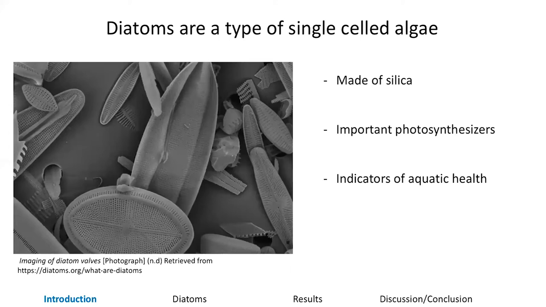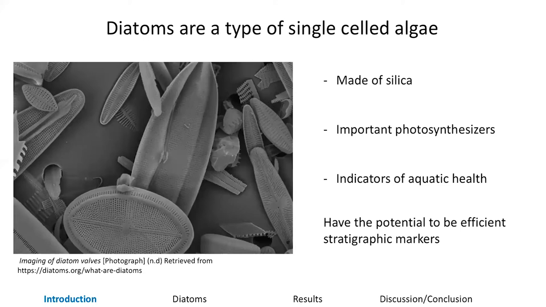This is because they're super picky about the type of water that they live in. So if you are looking at fossilized diatoms, they give you hints as to what their environment looked like when they were existing. They also have the potential to be really effective stratigraphic markers because of the fact that some of them existed for short periods of time through Earth's history.